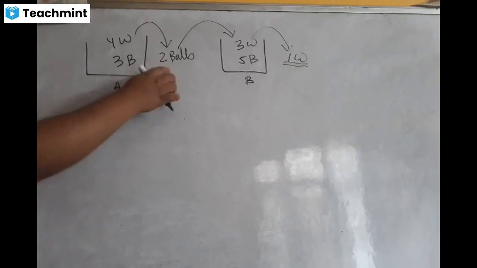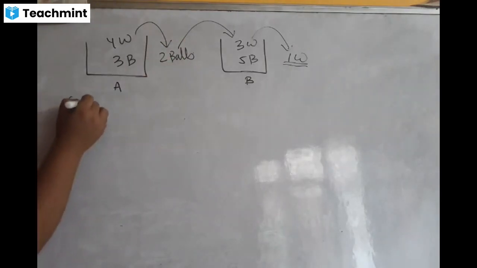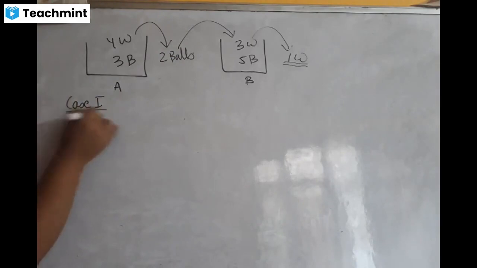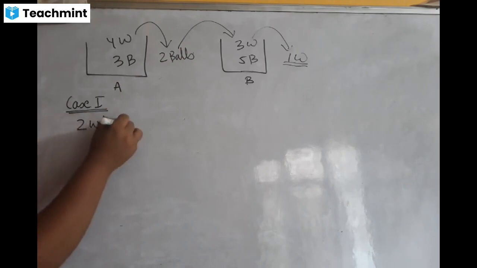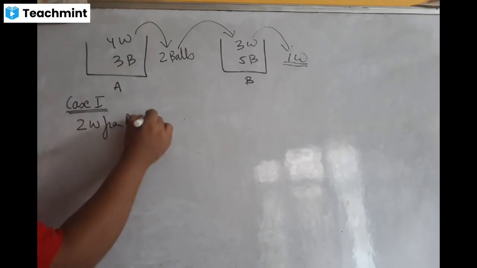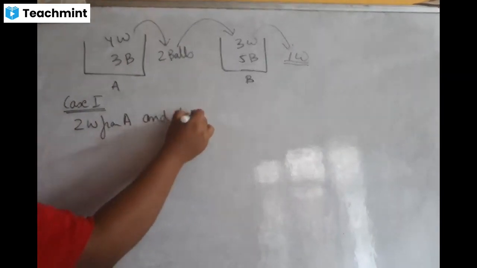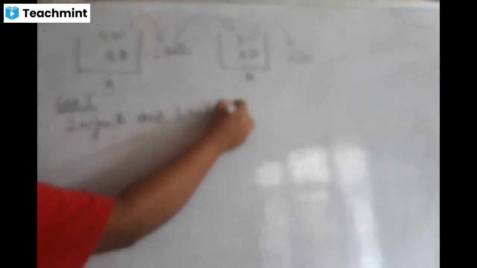So now I don't think I have to explain it. Case 1, let us assume two white are taken out from A. Two white taken out. What do we have to take out from B? One white. From B, we have to take out one white.